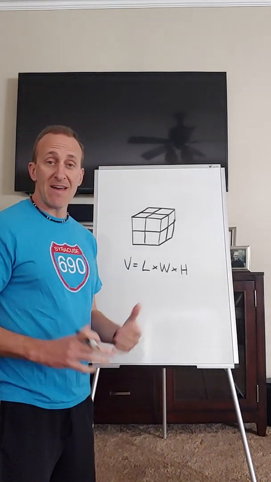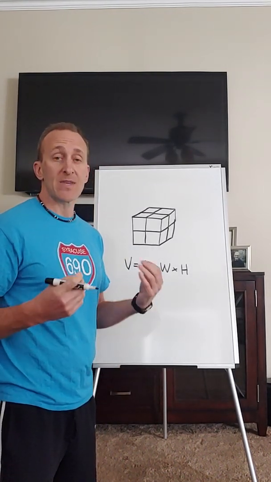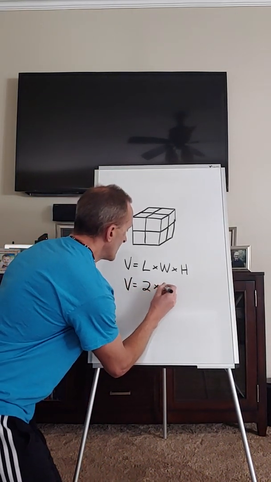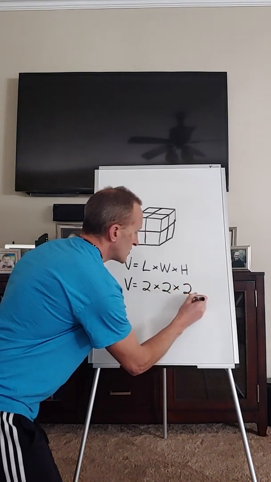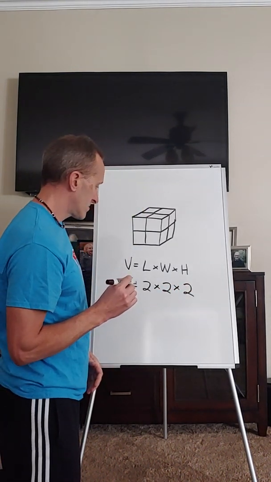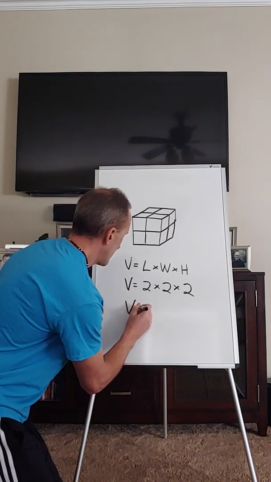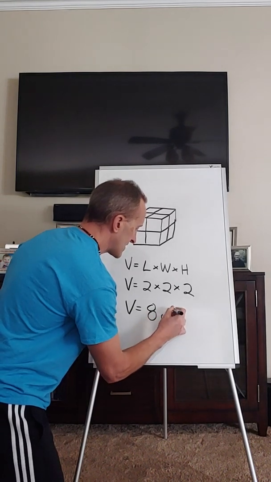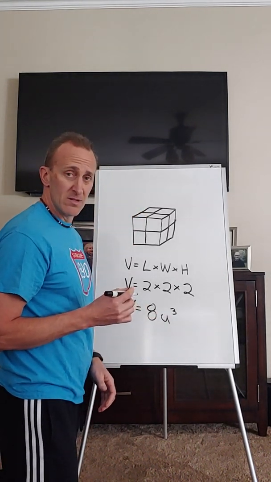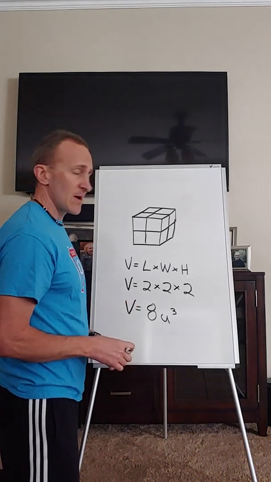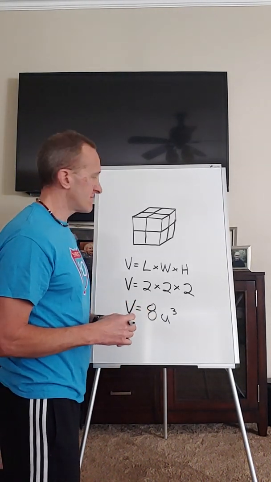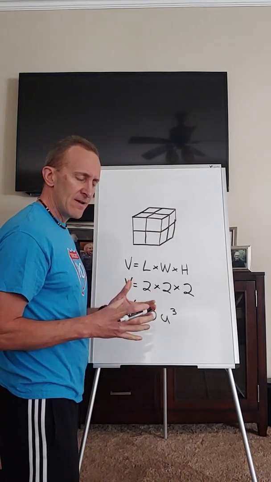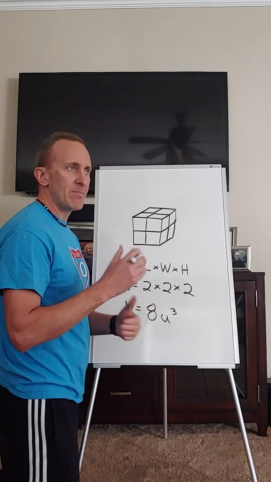Now, if I plug in my values, volume equals the length times width times height. Volume equals 2 times 2 times 2. Volume equals 2 times 2 is 4 times 2 is 8. 8 units cubed. Did it double? No. It went up 8 times as big. Wow. We doubled all 3 dimensions and it went up by 8 times.